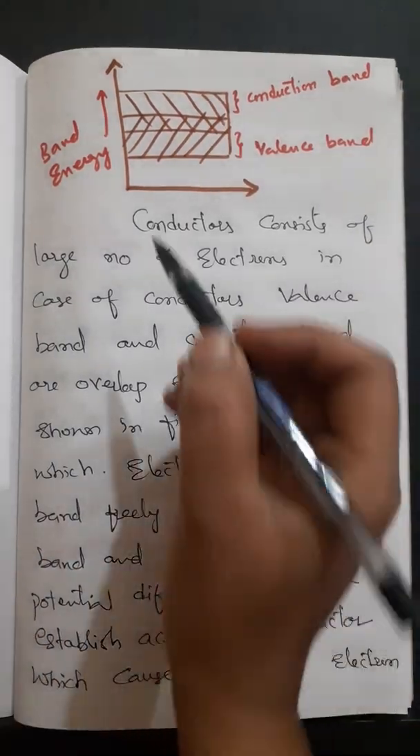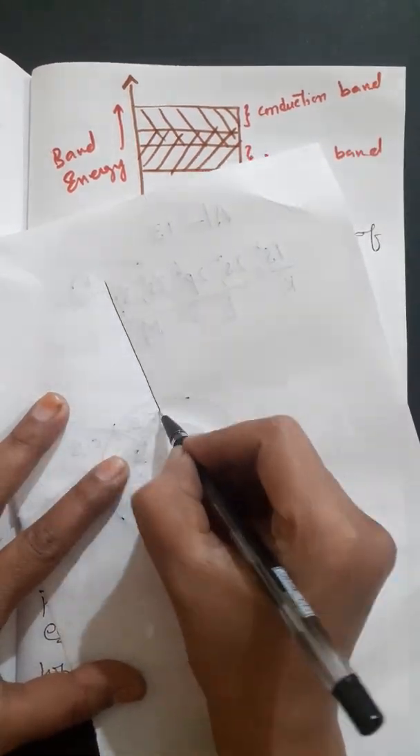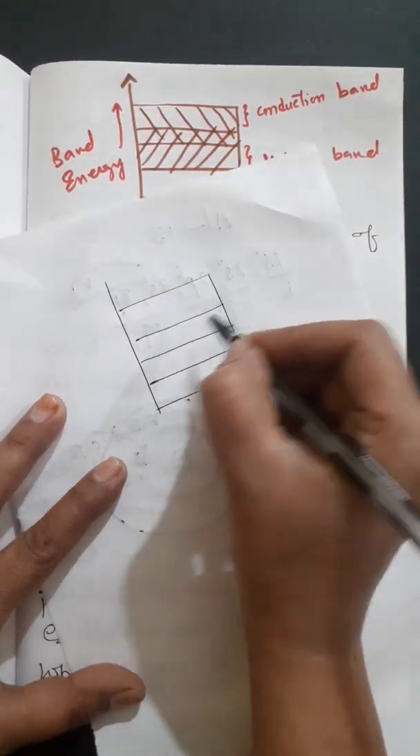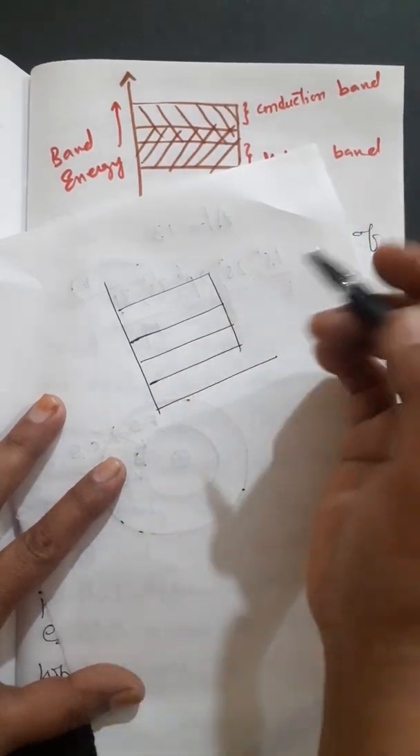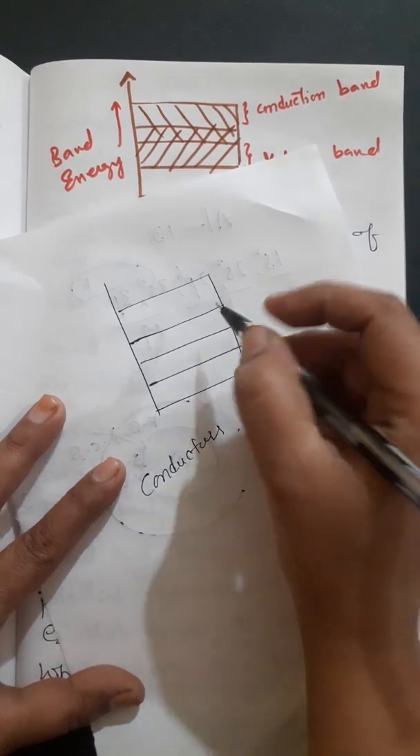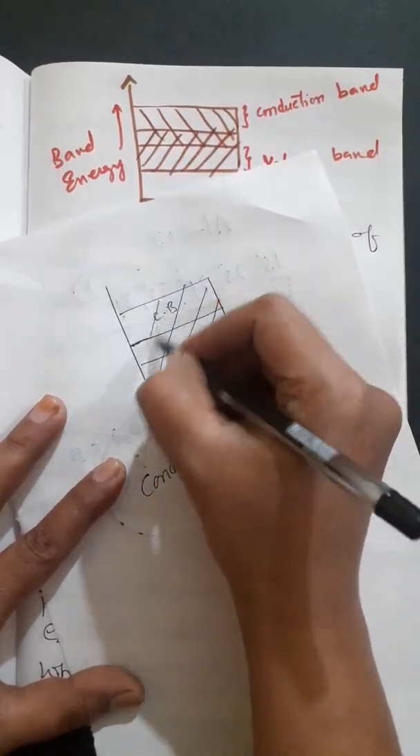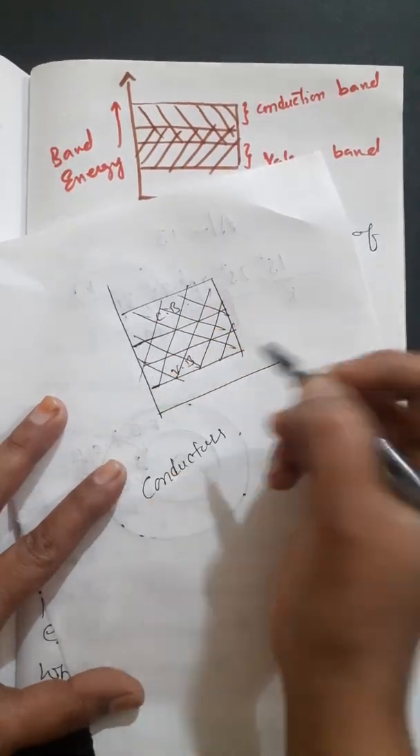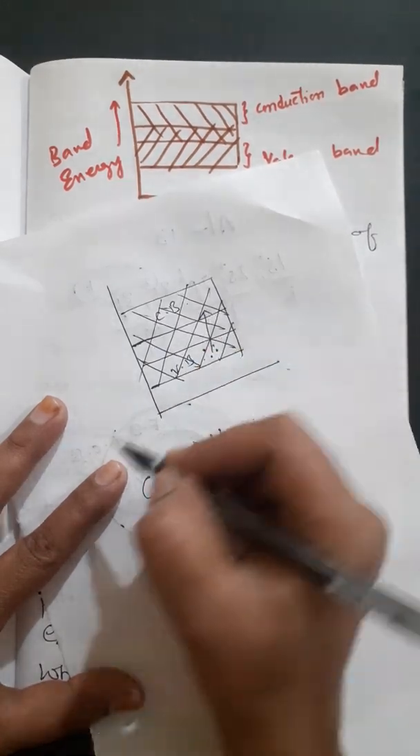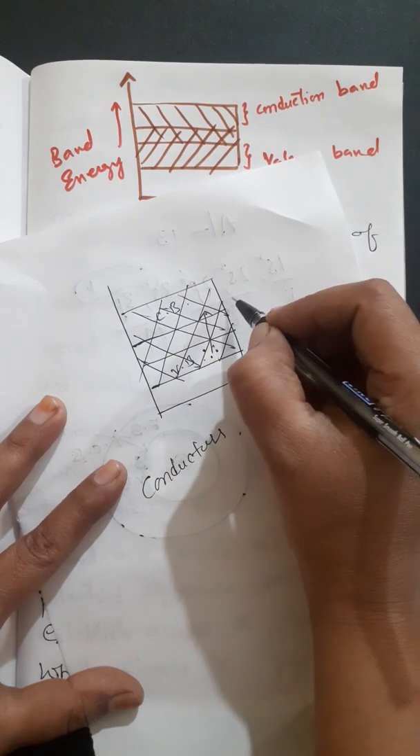In the case of conductors, the representation of the valence band and conduction band in the solids is like this. Just now I told you there are conduction band, valence band and forbidden band. In the case of conductors, the valence band and conduction band overlap each other. Due to this overlapping, electrons from the valence band easily enter the conduction band, which are responsible for the electric current. So this is known as a conductor.